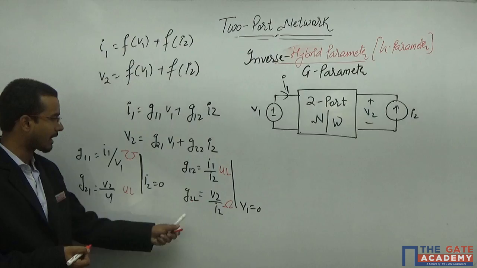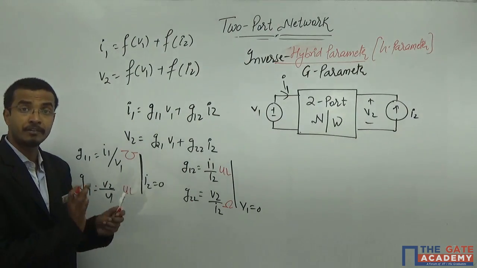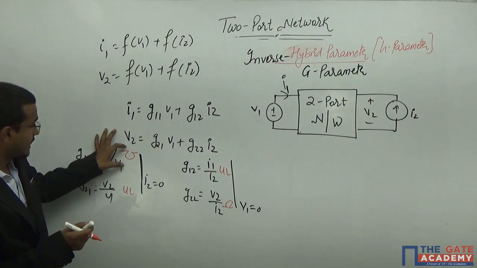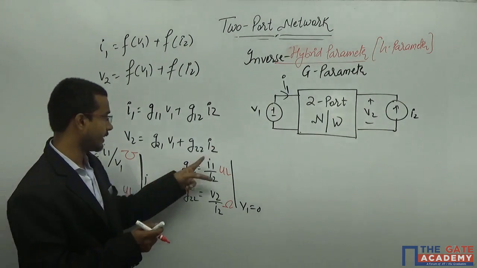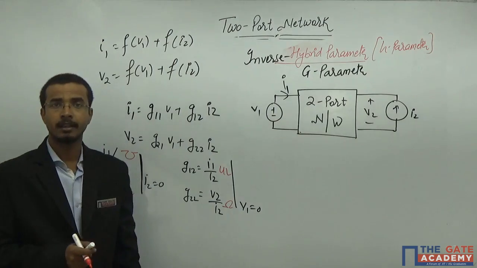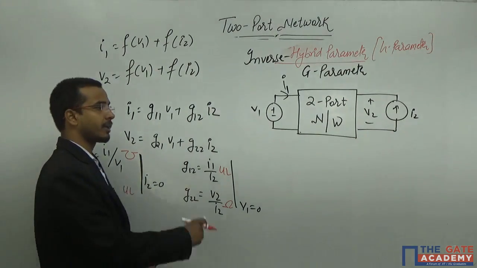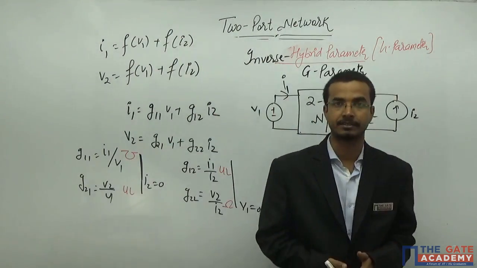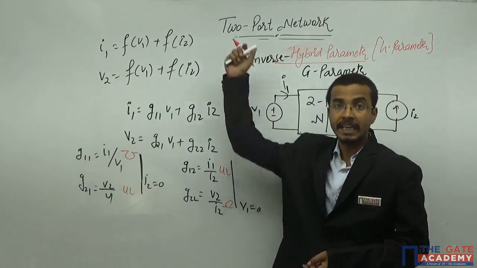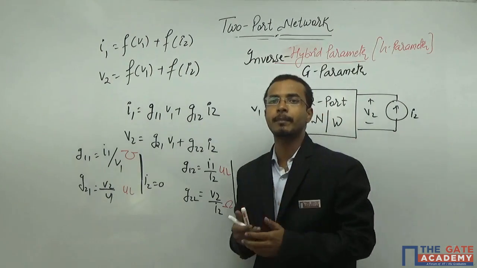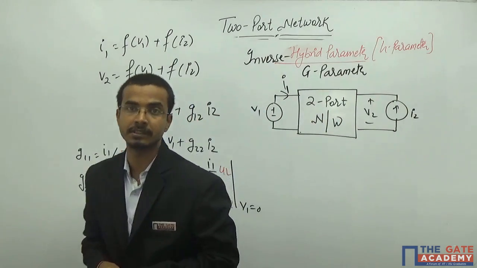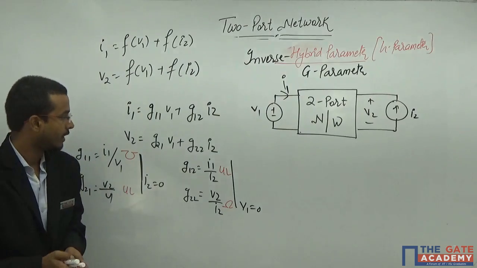Here also all the parameters have the different units and the different factors also. It is admittance, it is voltage gain, it is current gain, and it is the impedance. That means all the parameters have different unit and different parameters. That is why it is also inverse hybrid. That means it is a hybrid, just you have replaced the independent variable, dependent variable positions, not anything else.